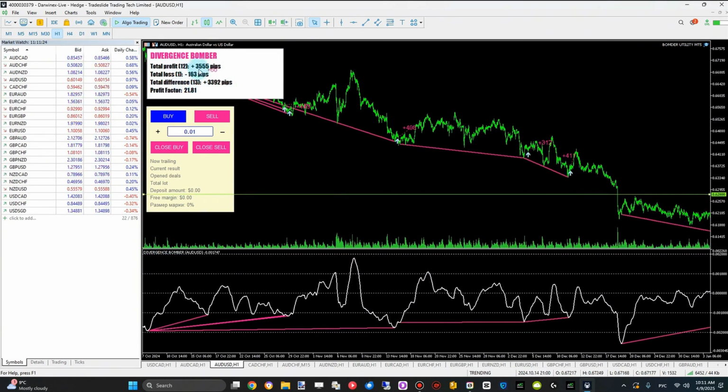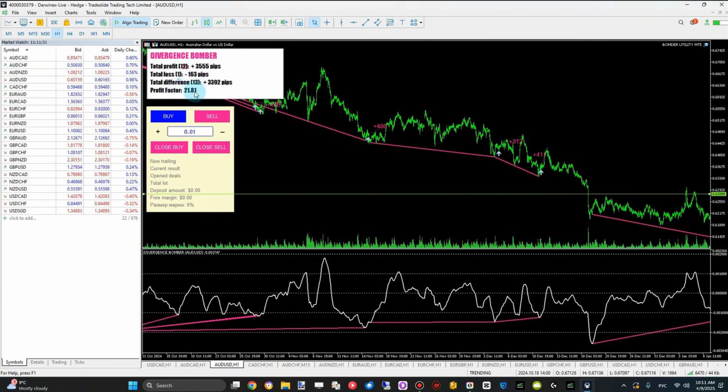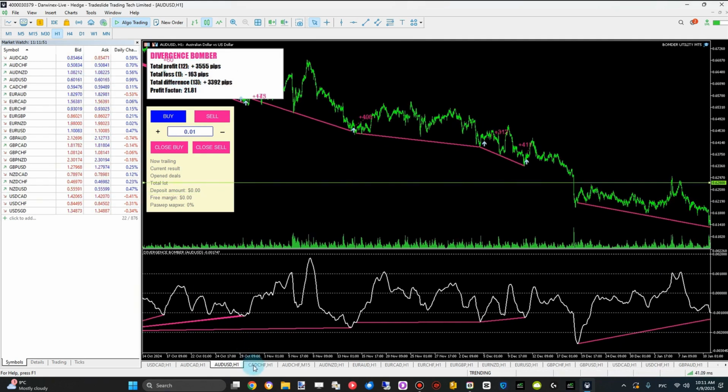Here we have 12 profitable trades, 1 loss, and a profit factor of 21. This means that profitable trades are 21 times more. More precisely, profitable points are 21 times more than we net losing points. You can recalculate that if you divide 3,555 by 163, we get 21, almost 22 as the profit factor.